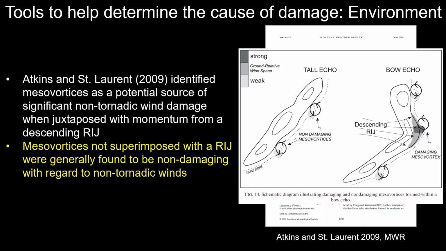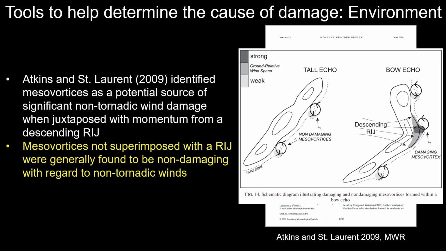And so the first is going to be this idea of using the environment to help maybe sway a borderline case one way or the other. So going back to this idea from Atkins and St. Laurent as to how mesovortices produce damage, one of the keys here is the superposition of a rear inflow jet and descending rear inflow jet and the additional momentum added by that.